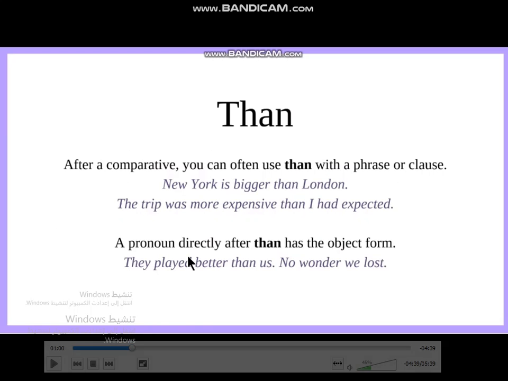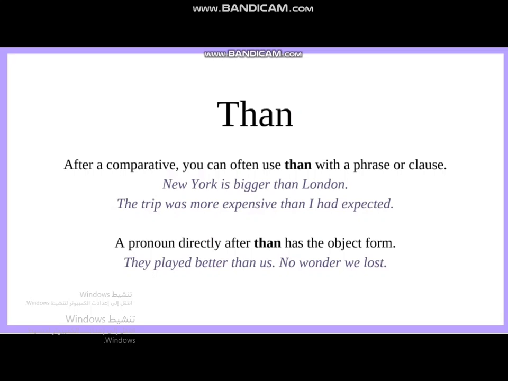Let me start with the first comparative thing. After a comparative, I can use than with a phrase or clause. Like, New York is bigger than London. The trip was more expensive than I had expected. Okay, like that. A pronoun directly after than has an object form.